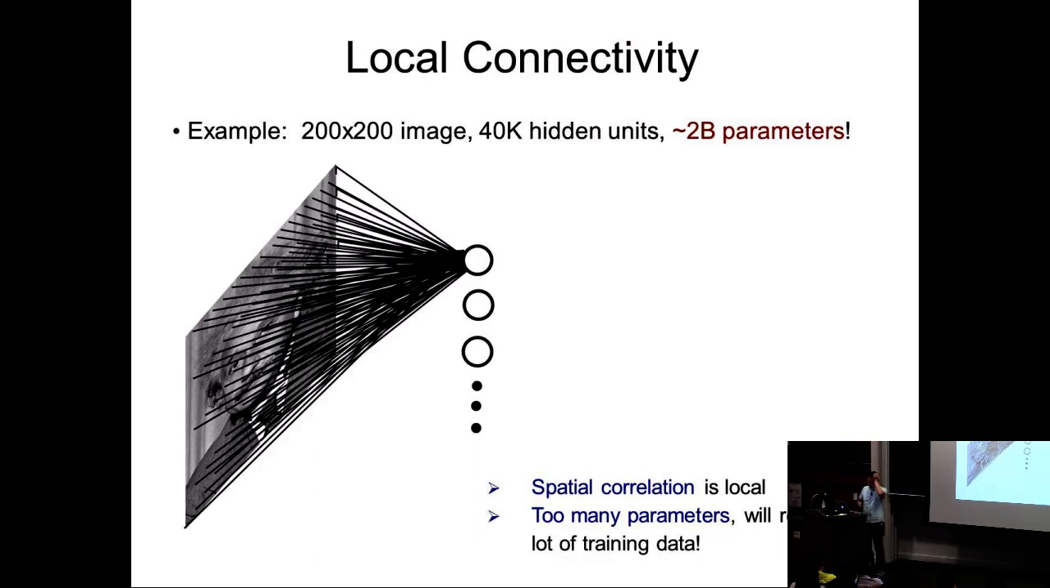Now, here's an example of local connectivity. You have a 200 by 200 image, and let's say you have 40,000 hidden units. Then you would have about 2 billion parameters to fit, which you basically can't really fit. But the spatial correlation is local, and it's too many parameters. In fact, there aren't any successful algorithms using fully connected models, particularly for images, that work as well as convolutional neural networks. So ConvNets work almost always, I shouldn't say always, but almost always better than fully connected models, right?